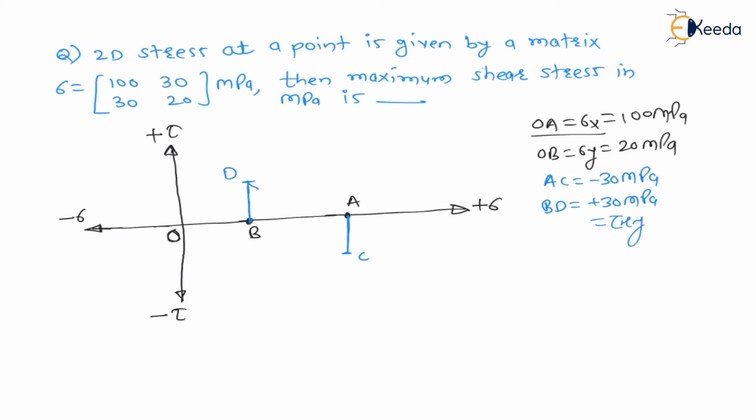Now join C to D. If I join C to D, the line CD will cut the normal stress axis at point E. Now with E as a center and E to D as a radius, or E to C as a radius, draw one circle. If I draw one circle, I will get a circle like this. And this circle is called Mohr circle. Now, the radius of this circle is called maximum shear stress.